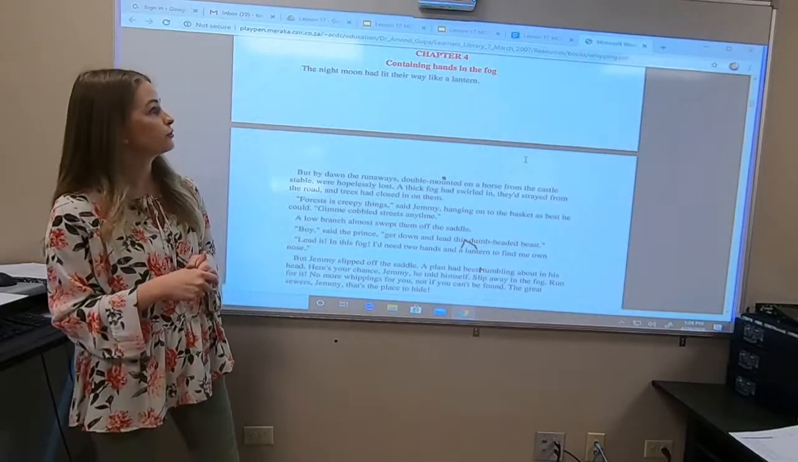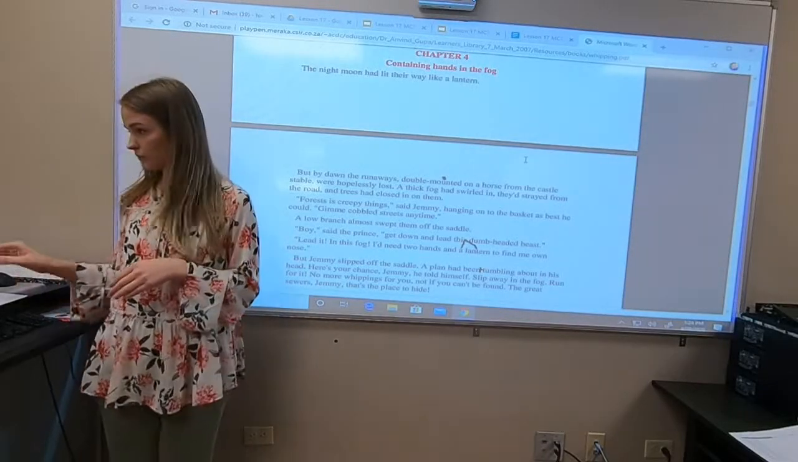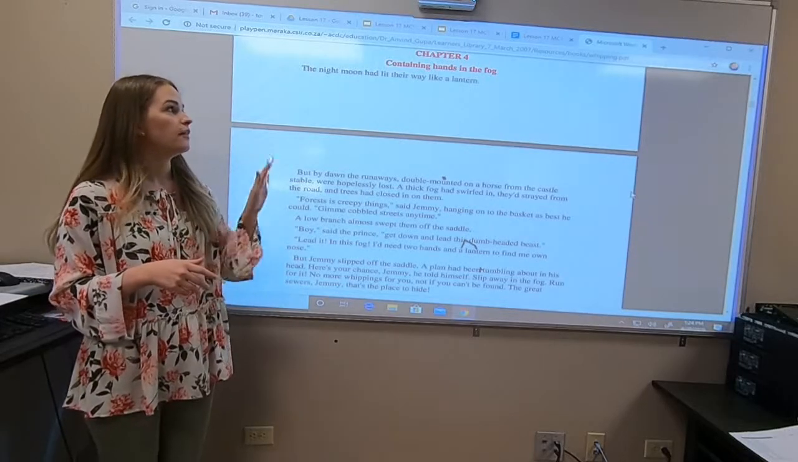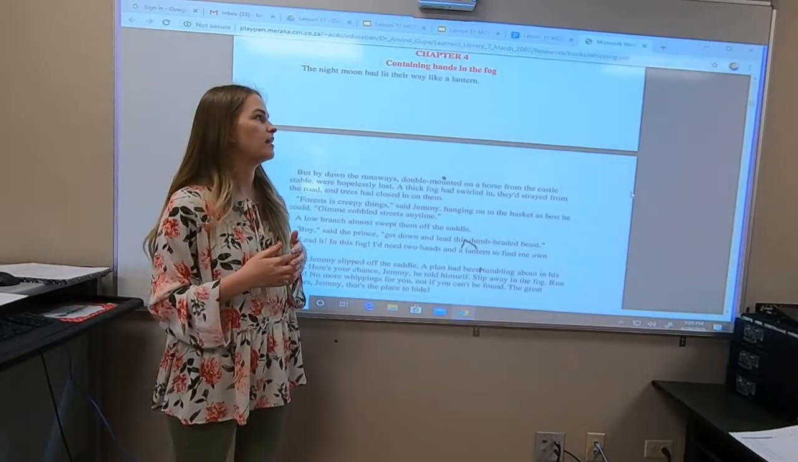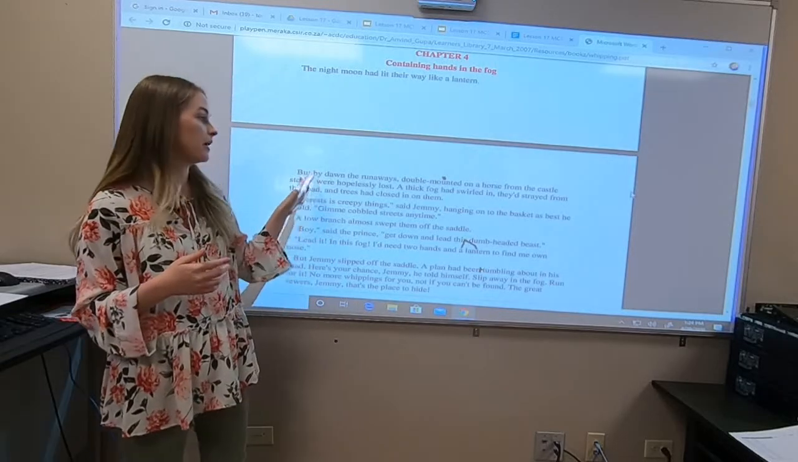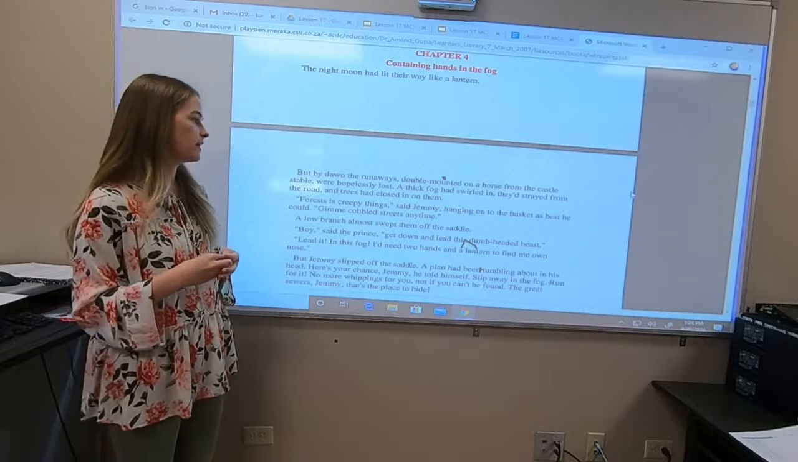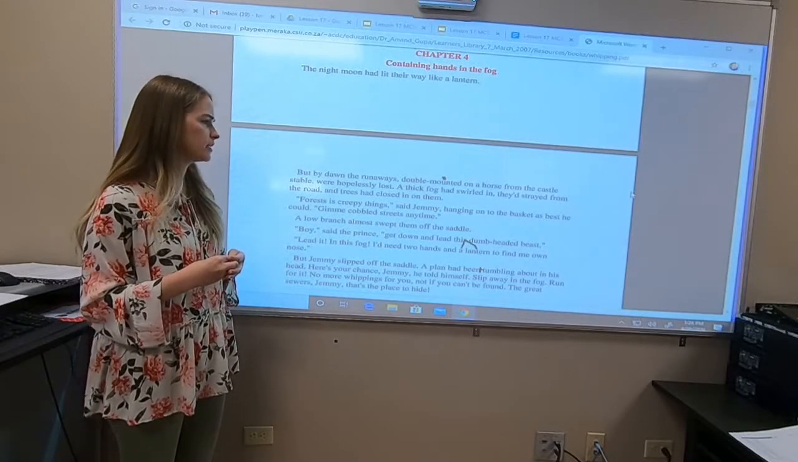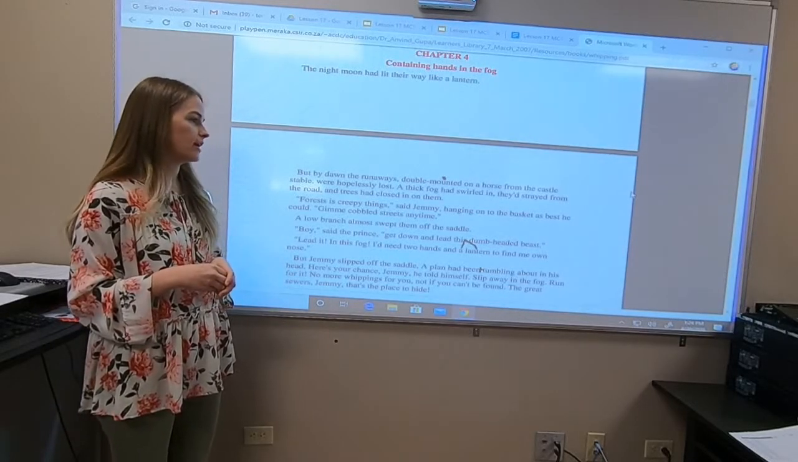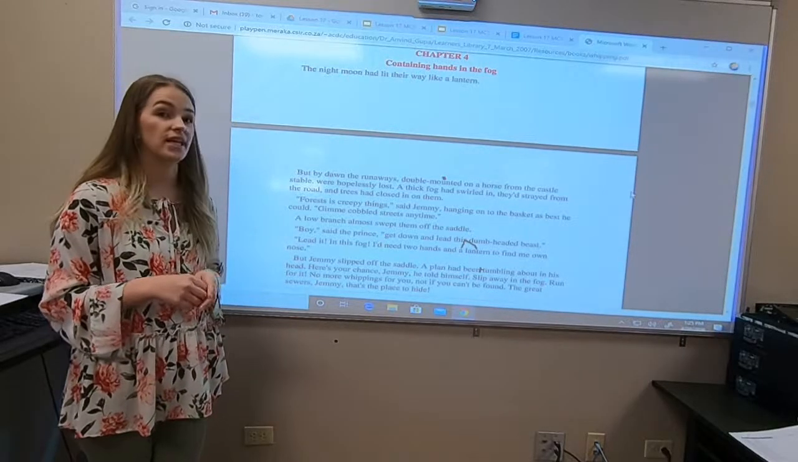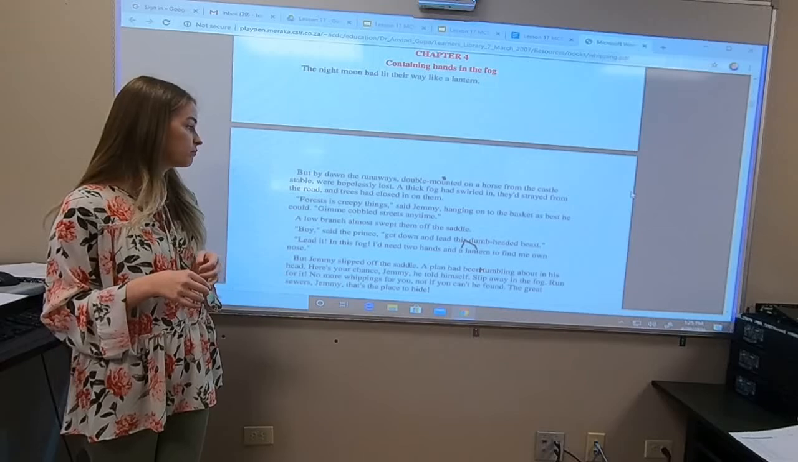So we are in chapter 4, "Hands in the Fog." The night moon had lit their way like a lantern, but by dawn the runaways, double mounted on the horse from the castle stable, were hopelessly lost. A thick fog had swirled in. They'd strayed from the road, and the trees had closed in on them.